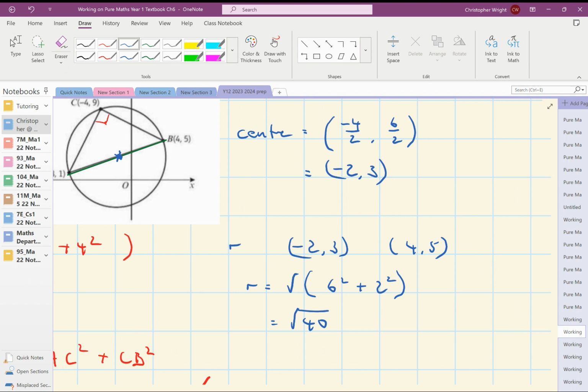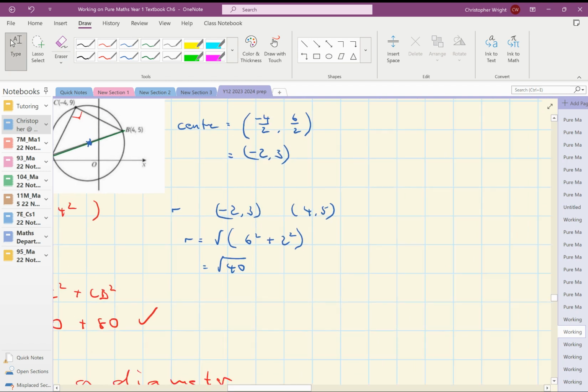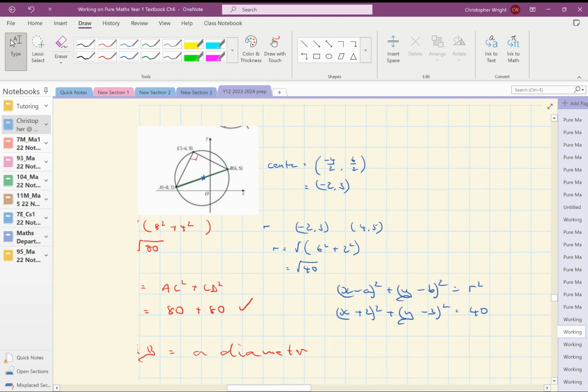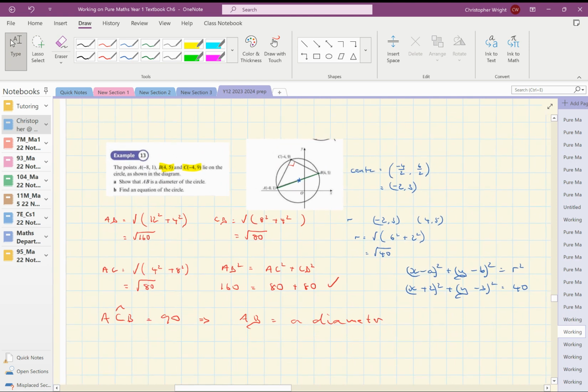Okay, so that means that now I can write down the equation of the circle, because I can go x minus a squared plus y minus b squared, where a, b is the centre, equals r squared. So the centre is minus 2, 3, so it's x plus 2 squared plus y minus 3 squared equals the square root of 40 squared, which is 40. So there is the equation of the circle, and that's example 13 finished.